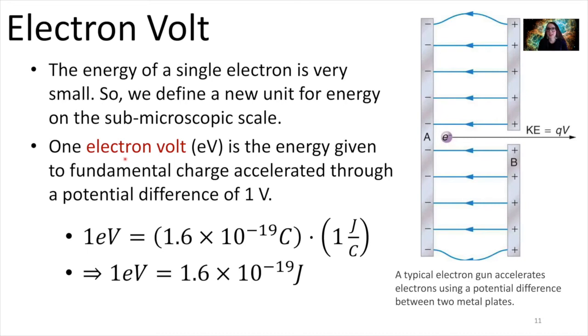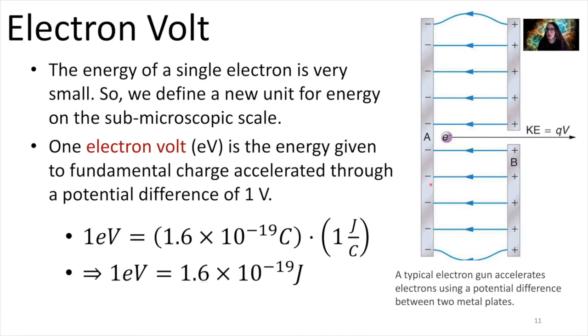1 electron volt is the energy given to a fundamental charge, so let's say an electron, accelerated through a potential difference of 1 volt. So that's the definition of an electron volt. 1 electron volt is equal to 1.6 times 10 to the minus 19 joules. We know that the charge on 1 electron is minus 1.6 times 10 to the minus 19 coulomb. So the energy associated to move 1 electron through 1 volt is 1.6 times 10 to the minus 19 joules.